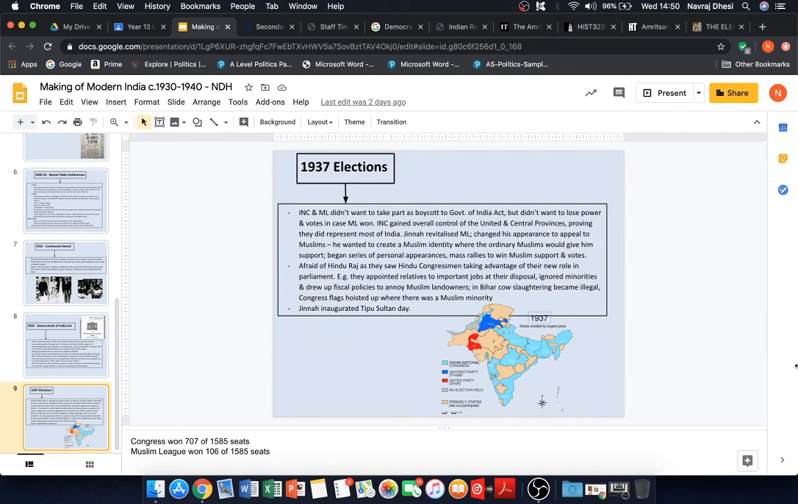So Jinnah revitalized the Muslim League. He changed his appearance to appeal to Muslims. He wanted to create a Muslim identity where ordinary Muslims would give him support. And he began a series of personal appearances and mass rallies to win Muslim support and votes before the elections, of course. They were afraid of Hindu Raj.